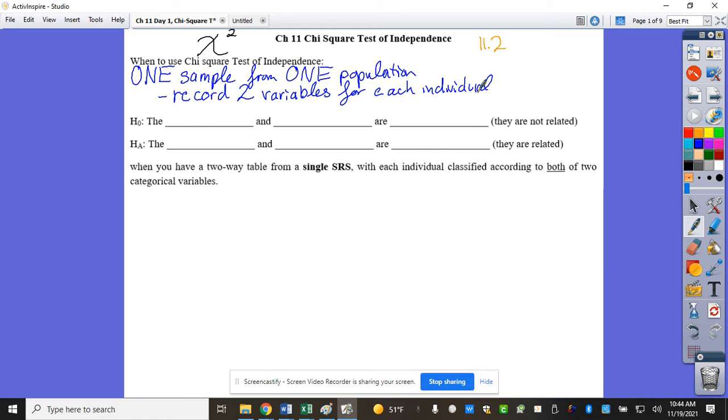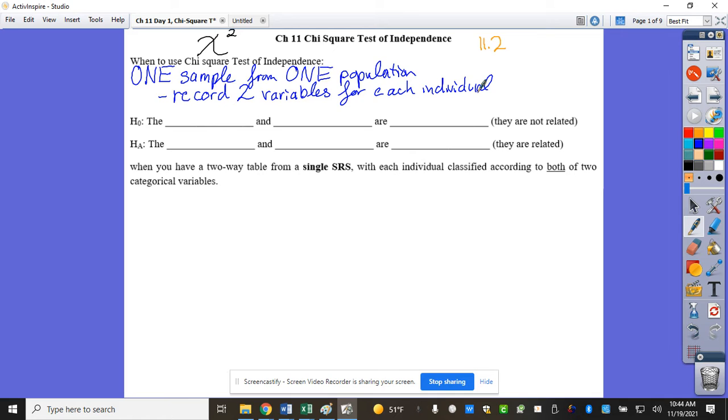This could be, I'm randomly selecting gentlemen students, and for each student, I'm going to ask them, what grade are you in, what's your GPA? That'll be two variables that I'm recording for each individual. But the big difference between this one and the next one is I took one sample from one population, and then recorded two variables for each individual.